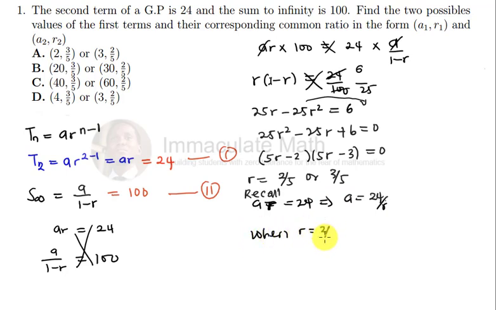So when my R is 2 over 5, what's my A? My A is what? 24 multiplied by what? 5 over 2. So that means this is what? This is 12. 12 times 5 will give me 60. Good.